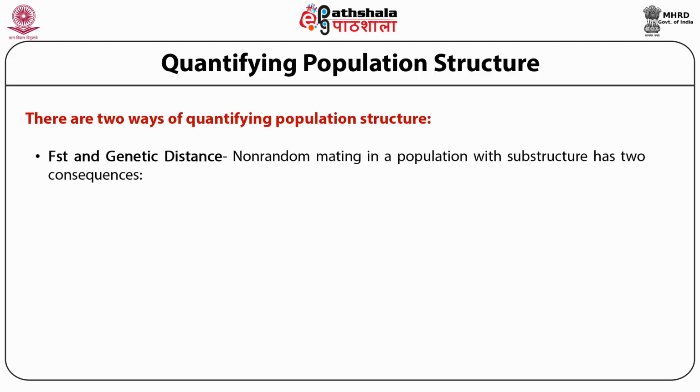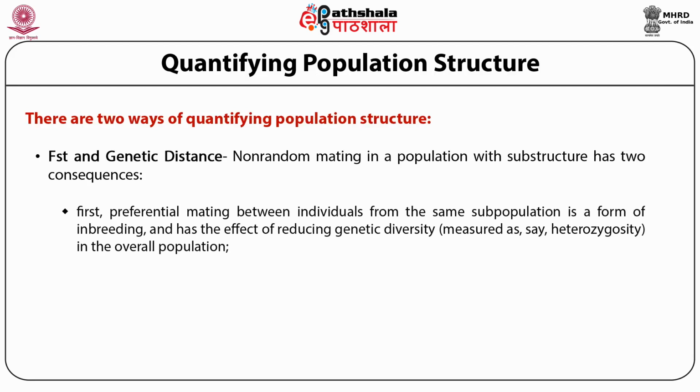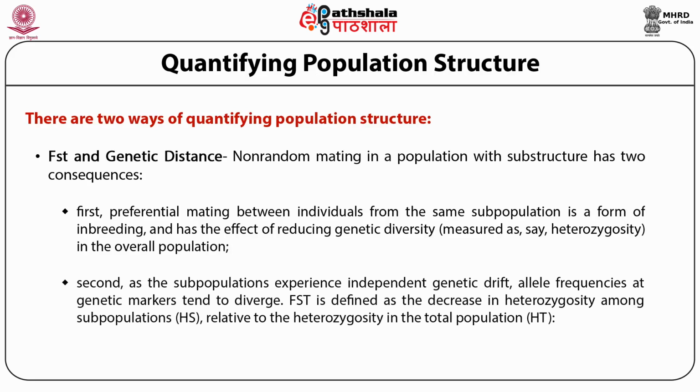Non-random mating in a population with substructure has two consequences. First, preferential mating between individuals from the same subpopulation is a form of inbreeding and has the effect of reducing genetic diversity in the overall population. Second, as the subpopulations experience independent genetic drift, allele frequencies at genetic markers tend to diverge.